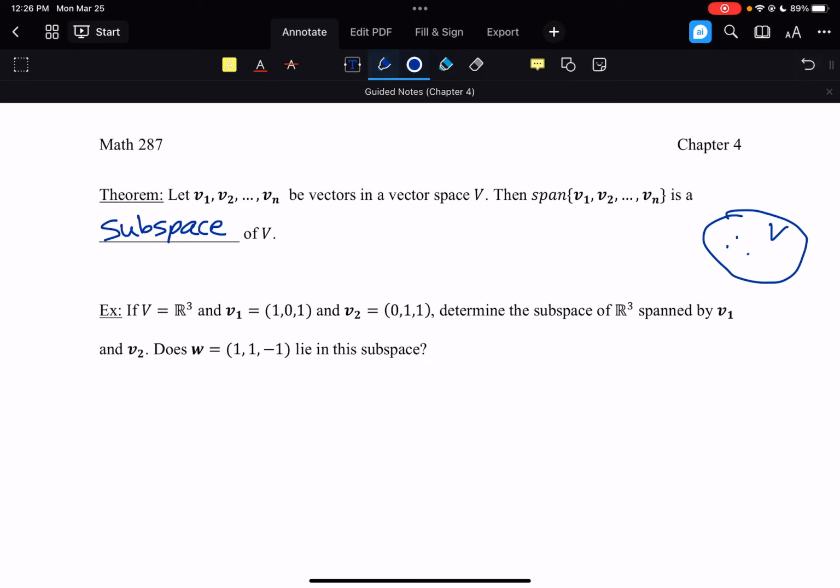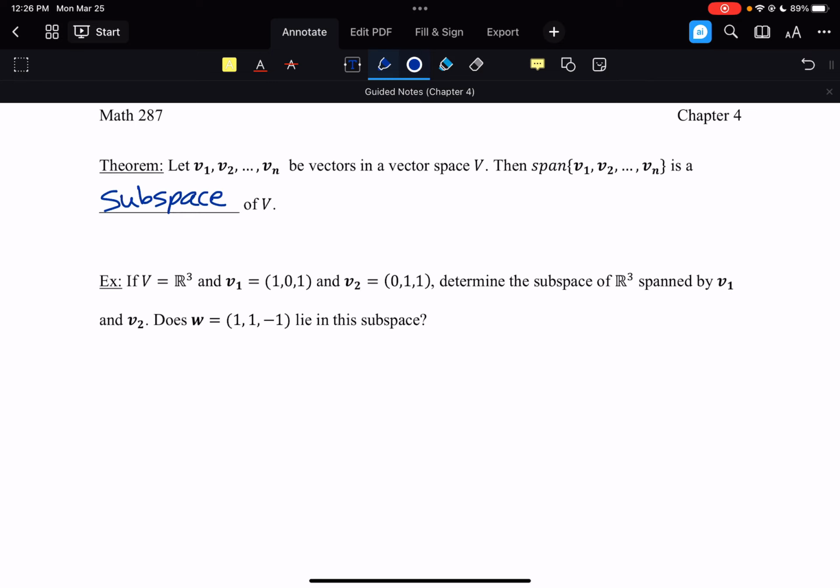But even if they don't span all of V, even if they only cover this portion of vectors within the vector space, this portion will still be a subspace of V. Even if it doesn't cover all of V, it will be a subspace of V. So the spanning set does create a subspace automatically. All right, let's take a look at an example.